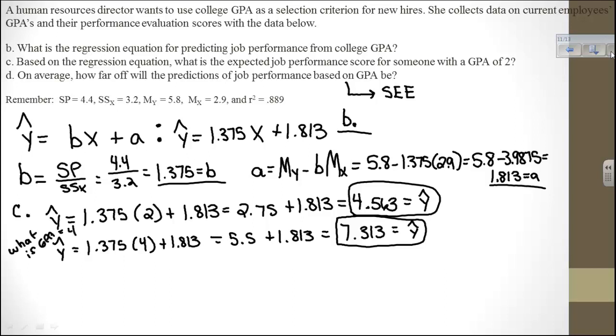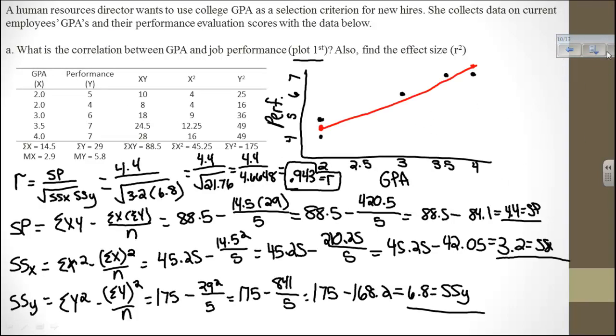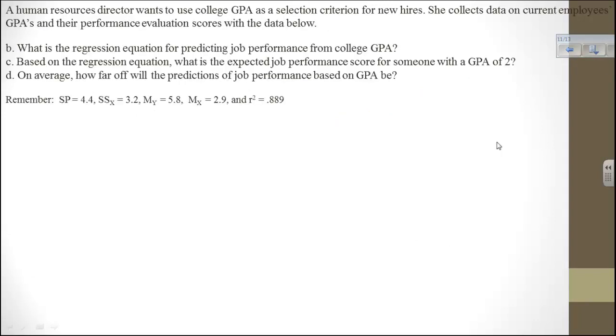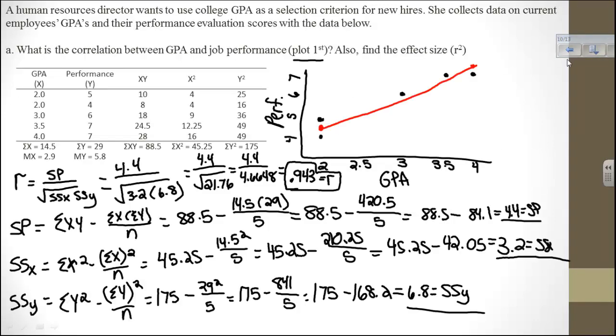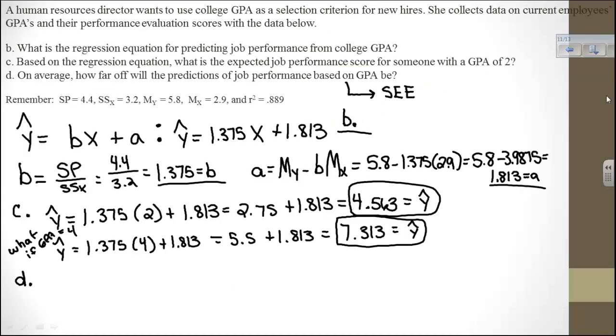All right, part D. On average, how far off will the prediction of job performance based on GPA be, the standard error of the estimate? Well, I'm thinking right now I'm going to have a pretty small standard error. My correlation is really large. Remember, the correlation was equal to 0.943, so it's a very strong relationship. And when I plotted my data points out, all the data points are pretty close to the line. So I'm thinking this regression equation is going to be pretty good.